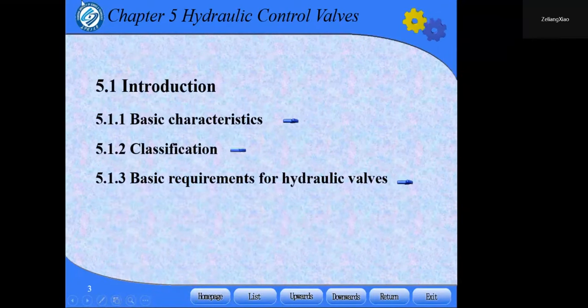First is 5.1, introduction. We will learn the basic characteristics, then the classification. The last one is the basic requirements for the hydraulic valves.